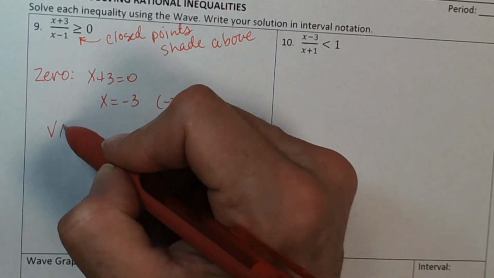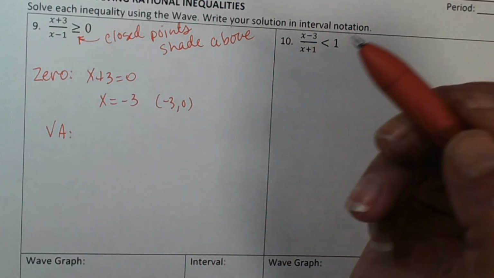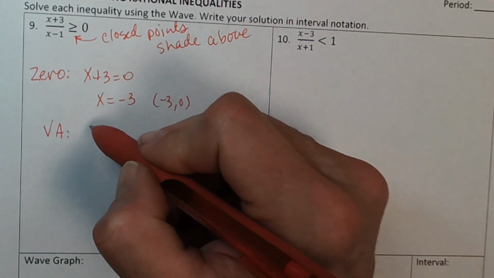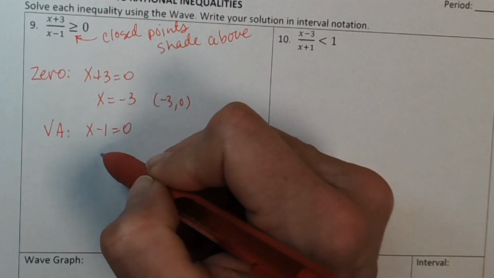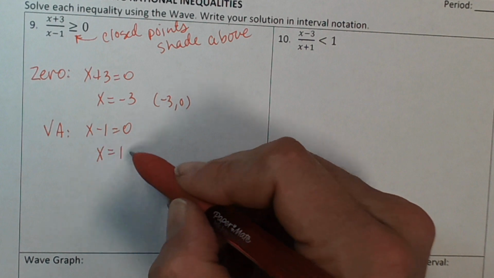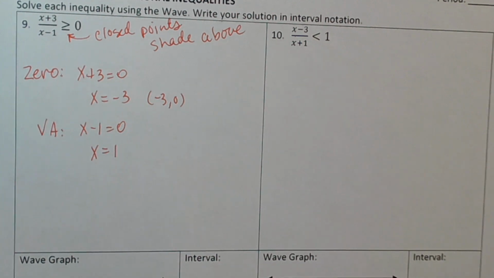And then we have a vertical asymptote. And remember, the vertical asymptote comes from the denominator. So what is the denominator? And remember, it's not equal to, but it's like x minus 1 is equal to 0. So x is equal to 1. So remember, we have that vertical asymptote, that line that we can't cross, at x is equal to 1.